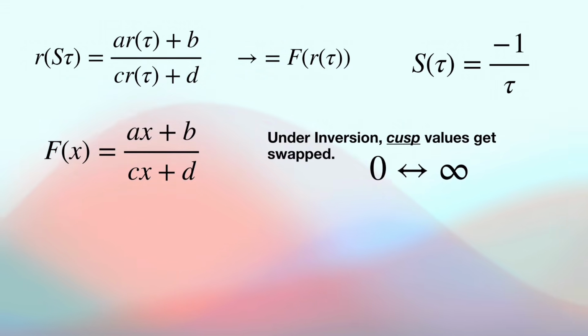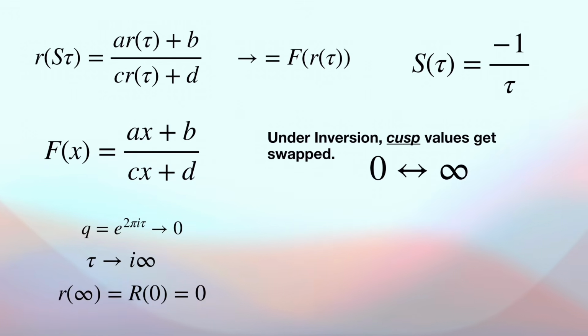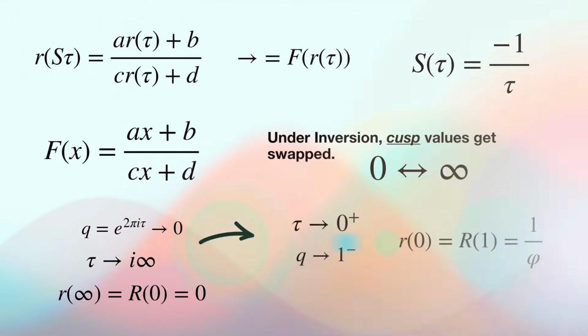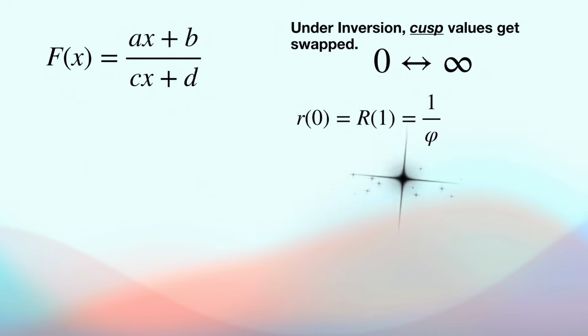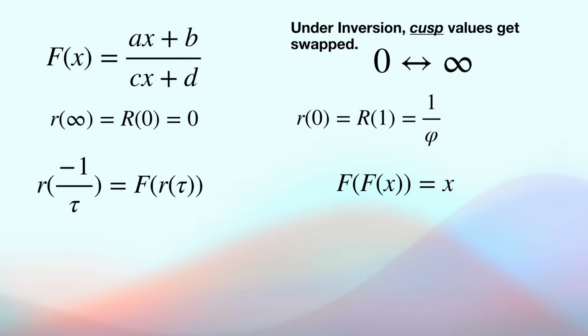And under inversion, we know that these things called cusp values at 0 and infinity will get swapped. So our lowercase r evaluated at infinity corresponds to our capital R evaluated at 0, which is equal to 0. And then under inversion, infinity and 0 swap, changing q to the value of 1, and therefore we can get r of 0 equals capital R of 1, which is equal to 1 over the golden ratio.